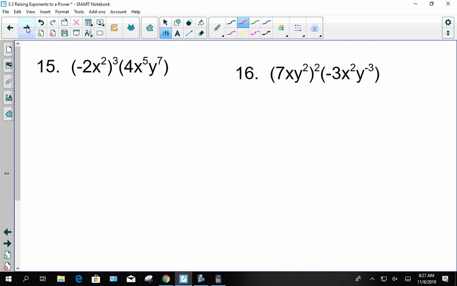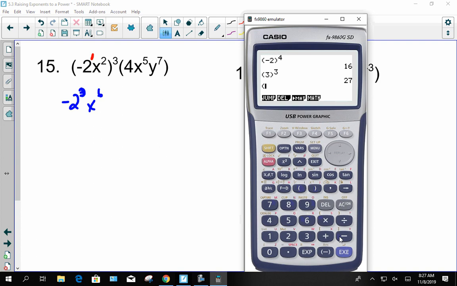So, let's look at number 15. So now the first thing, remember there's a 1 here, kids. First thing I have to do is distribute the 3. So it's negative 2 to the third power, x to the 6th power. And I'm just going to leave that there until I get it simplified. Now, negative 2 to the third power. Get my calculator. Parentheses, negative 2, parentheses, raised to the third power equals negative 8. Because you're going to an odd number.